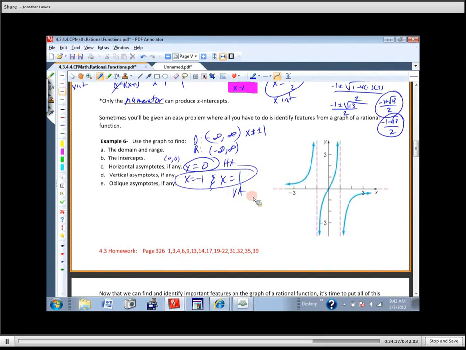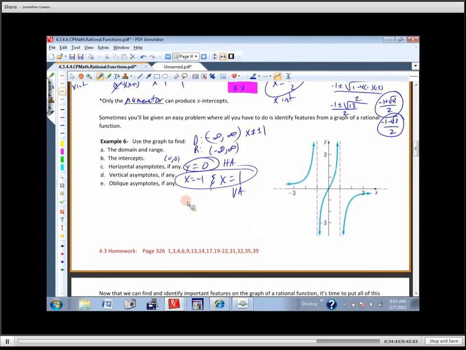Oblique asymptotes, if any. Are there any oblique asymptotes on that? Are there any slanted lines there? Nope. Okay, let me give you a hint. If there's a horizontal asymptote, there won't be an oblique asymptote. And if there's an oblique asymptote, there won't be a horizontal. It's either one or the other with these. Okay? All right. Any questions? Okay. Perfect. That's enough that you can do the assignment from 4.3.